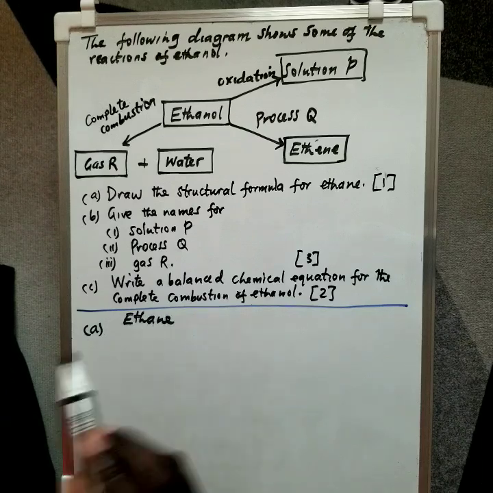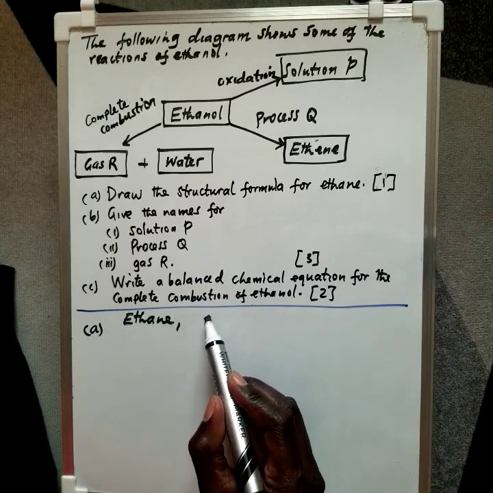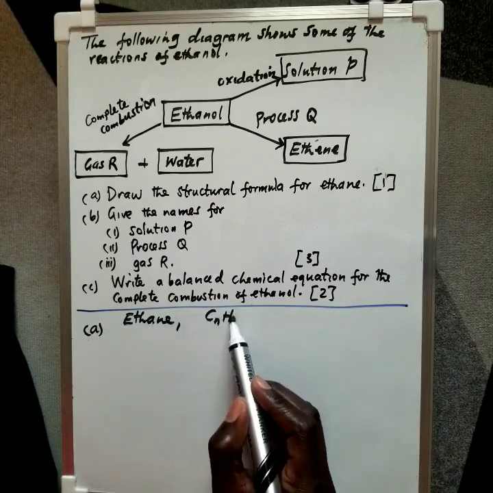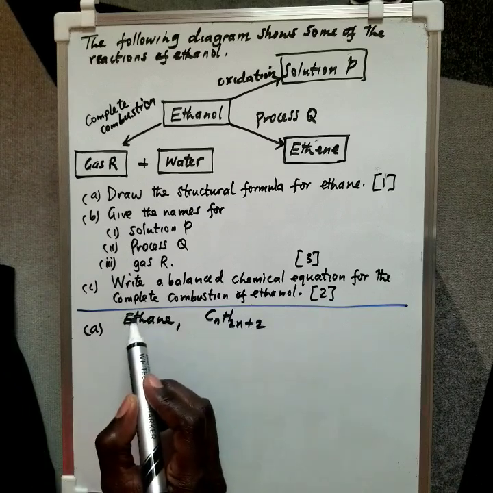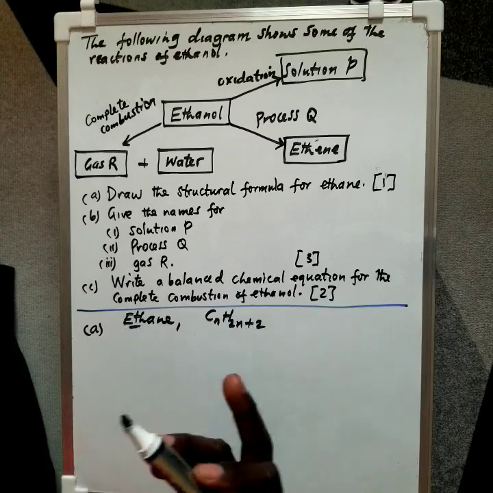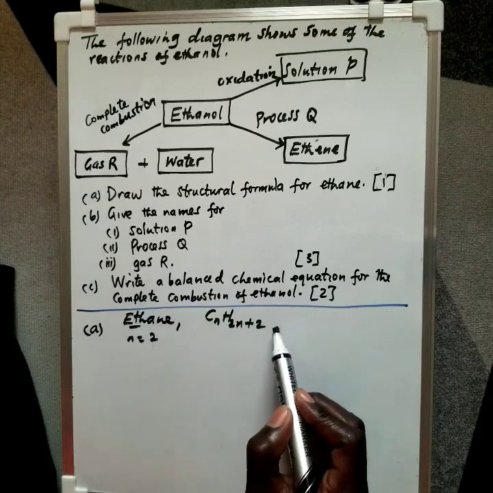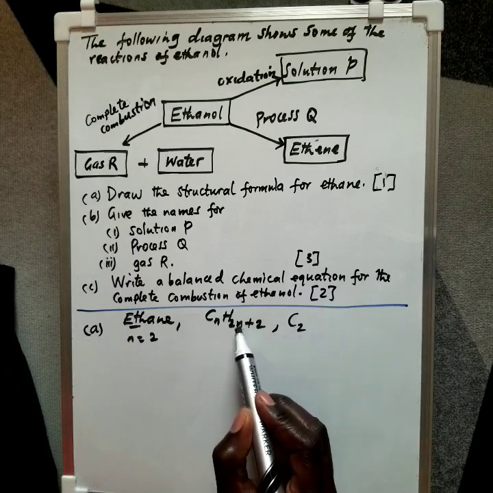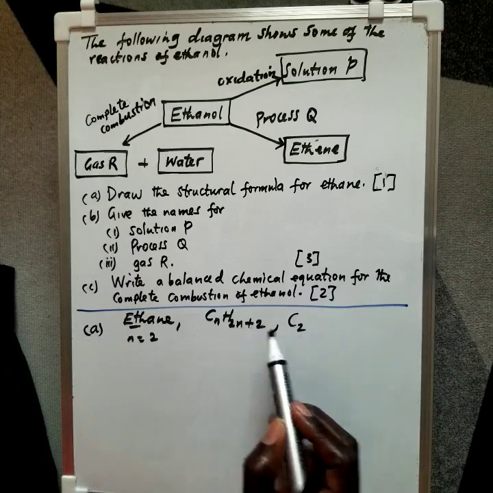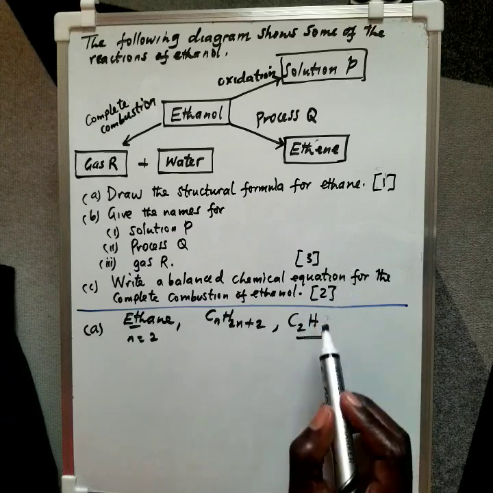Now I want you to remember that the general formula of this homologous series, the alkanes, is simply CnH2n+2. And when you look at eth, it simply means the number of carbons is 2, meaning n is equal to 2. So you can write the molecular formula. It will be C2, and H is 2 times 2, which is 4, plus 2. That will give you 6. So this is the molecular formula for ethane.